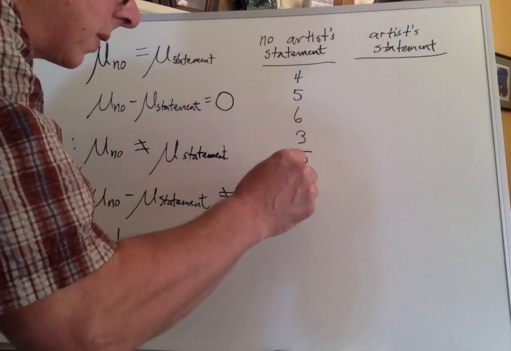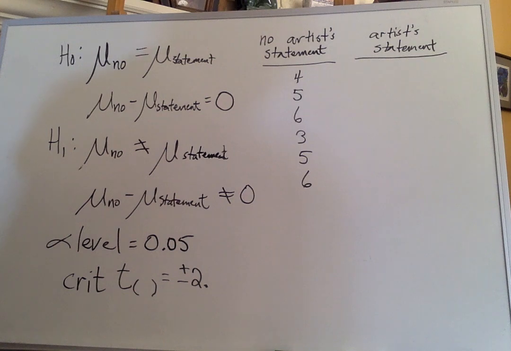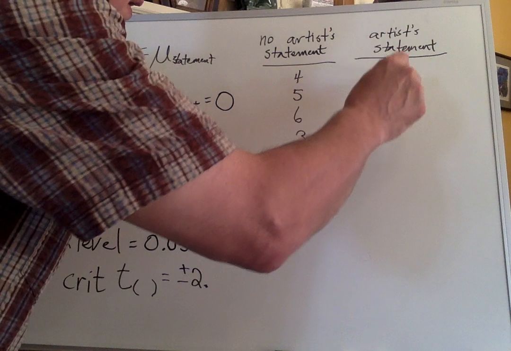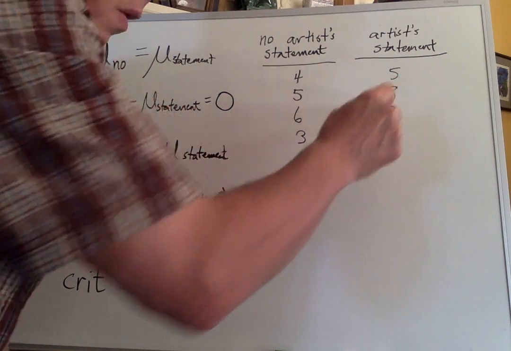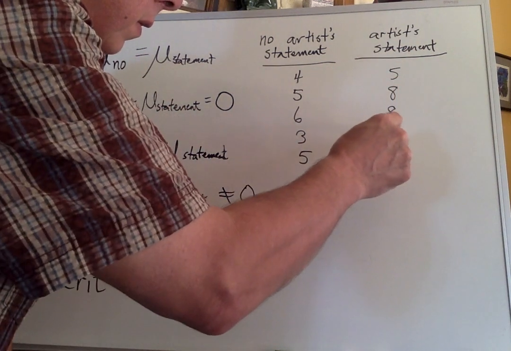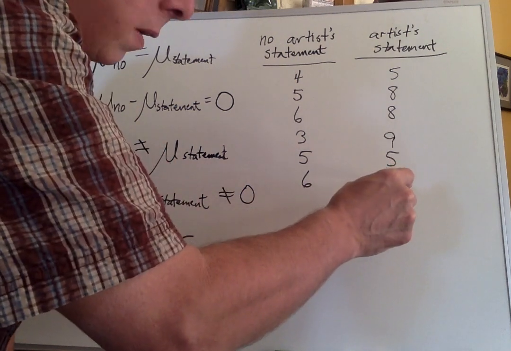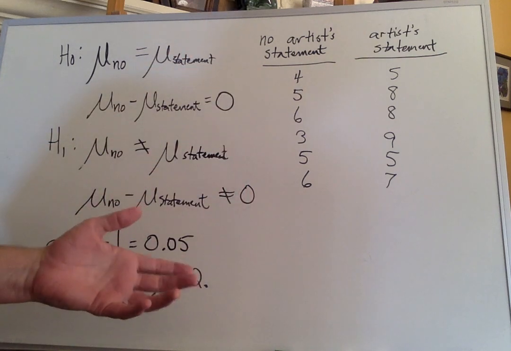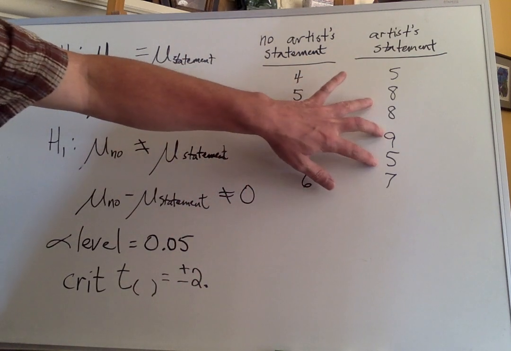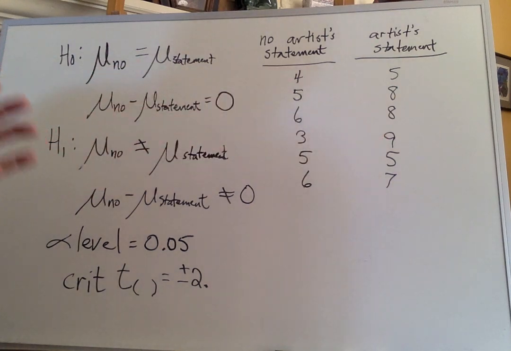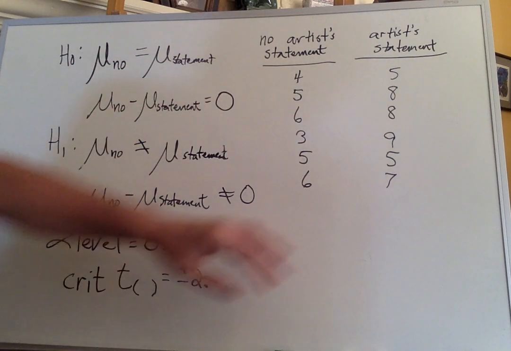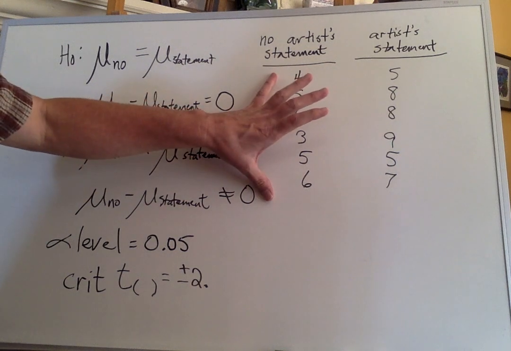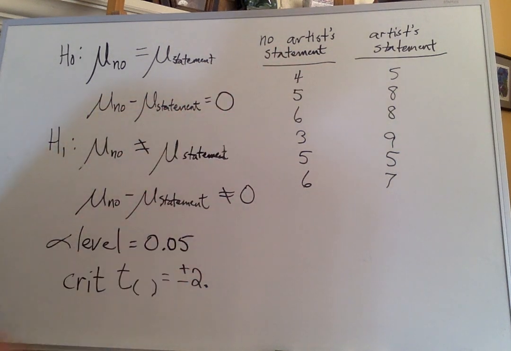So here are the 6 people that look at the artwork without an artist statement. Here are the 6 people that looked at the artwork with an artist statement. Now, the one thing you'll notice is there's variability. I mean, there's some numbers here that are bigger than some numbers here. But what I want to know is, on average, is this group higher than this group? Okay, on average. And so what am I going to do? I'm going to calculate the average.